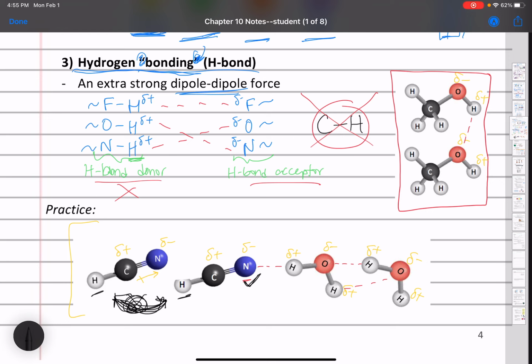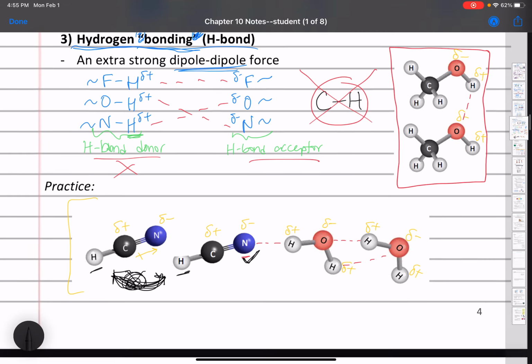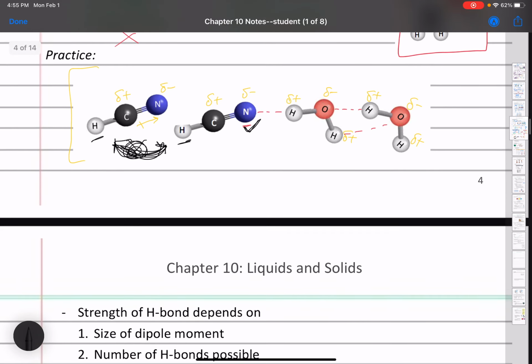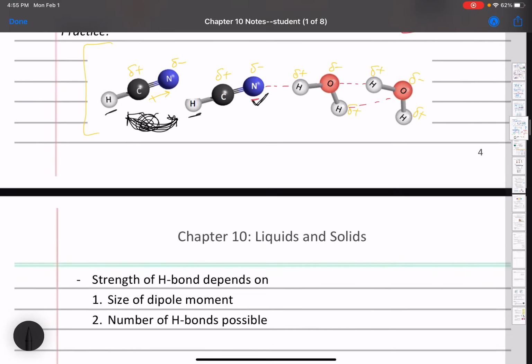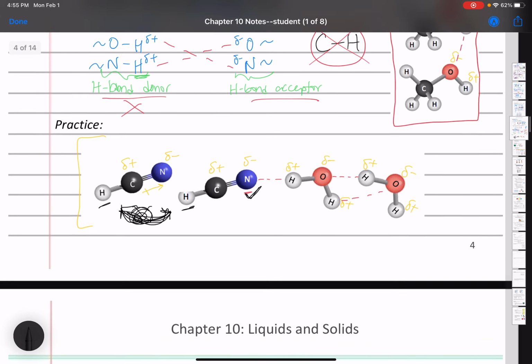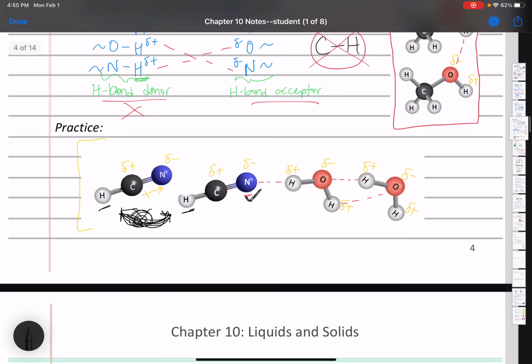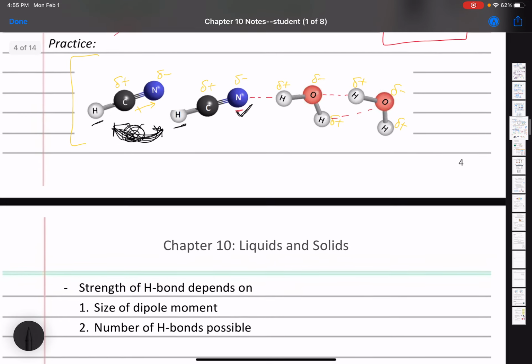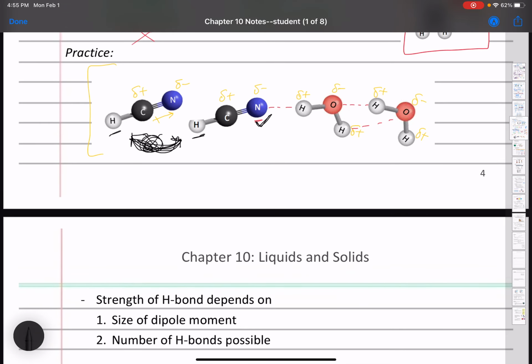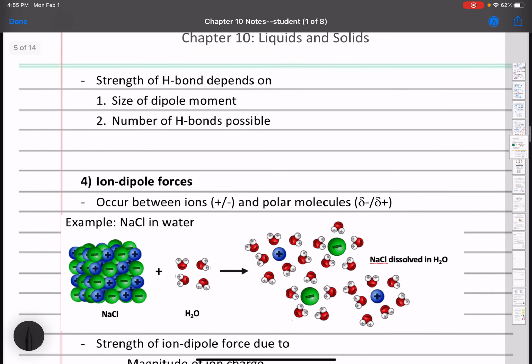So there might be some practice problems in the homework that have you do some stuff with hydrogen bonding or drawing hydrogen bonds. So being able to do that is important. It's very important in biochemistry and organic chemistry. So if you're moving on in chemistry, this concept of polarity and hydrogen bonding, super, super important.